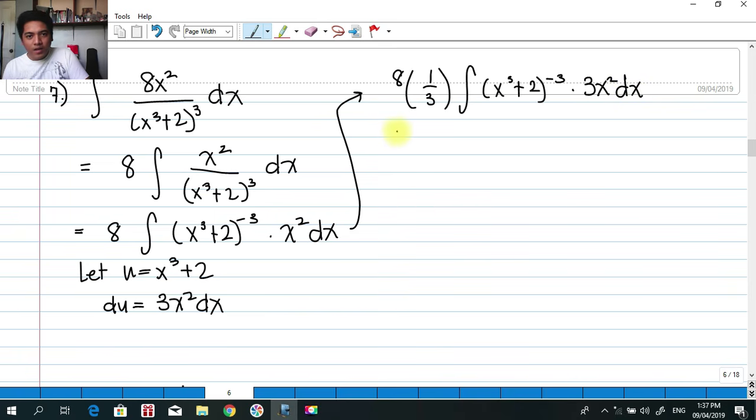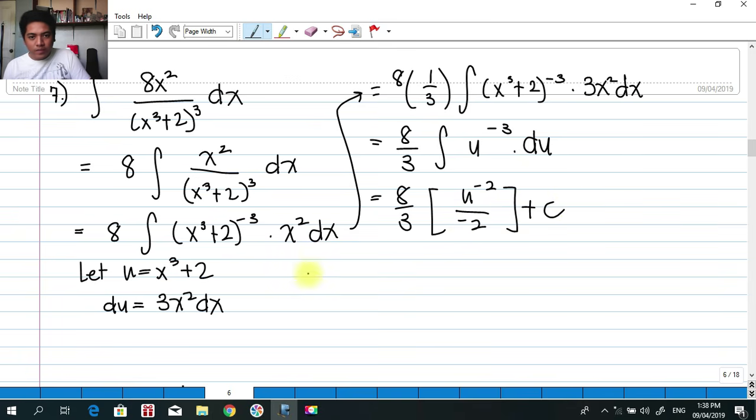So we can simplify this expression as 8 over 3 integral of u raised to negative 3 times du. Okay, so 8 over 3 integral of u raised to negative 3. So what will happen is that that should be u raised to negative 2 over negative 2 plus c. So simplifying 8 over negative 6, negative 8 over 6, because if we factor out a negative 1 up here and multiply it, we shall be having negative 8 over 6 times u raised to negative 2 plus c.